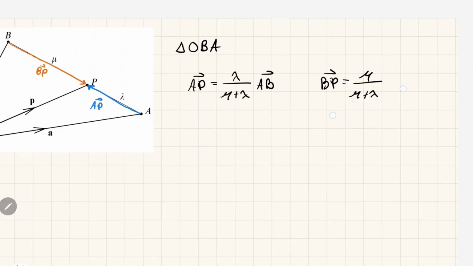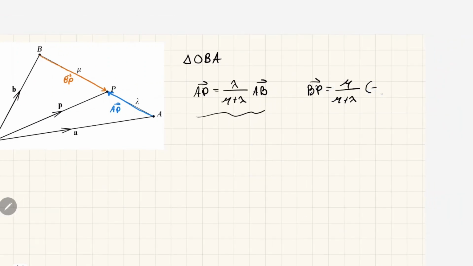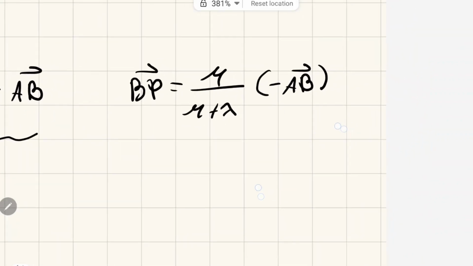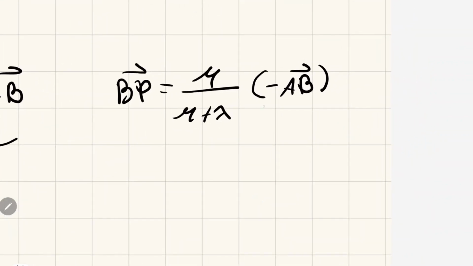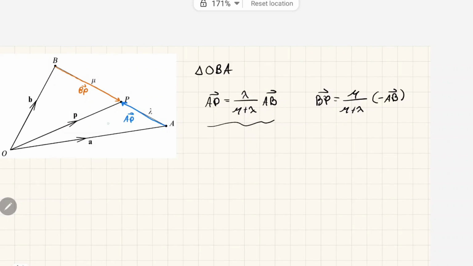And then for BP, we are going to have mu divided by mu plus lambda times AB, right? But thinking that AB is pointing in this direction, we need to take a minus sign here because BP is pointing in the other direction. So this will be minus AB. Again, this is like taking the percentage of AB that corresponds to the segment BP, but in a vector way, using the proportion that the image is giving us, lambda mu.